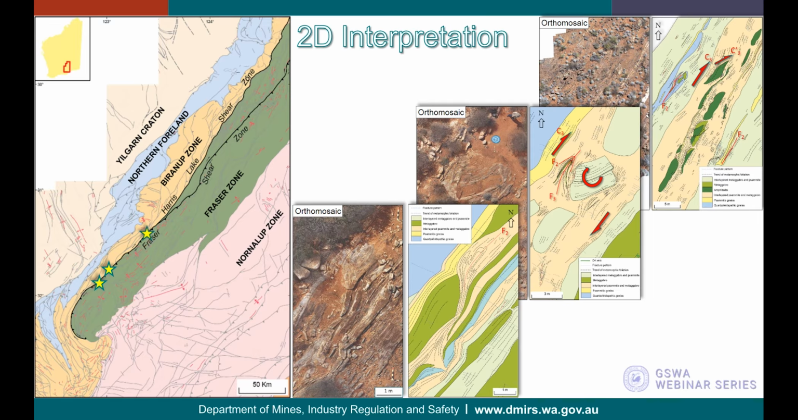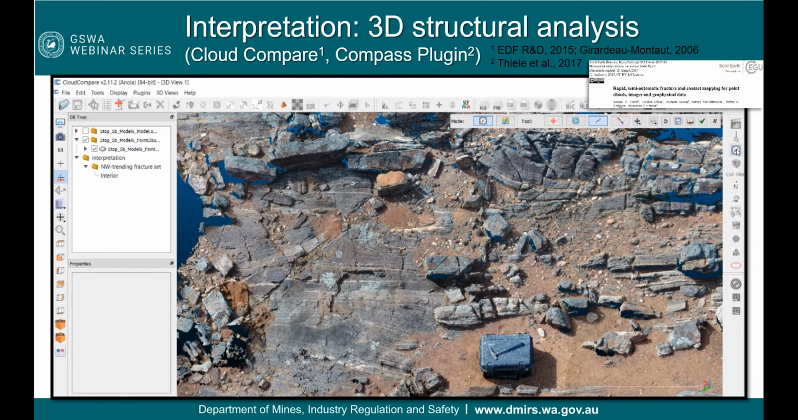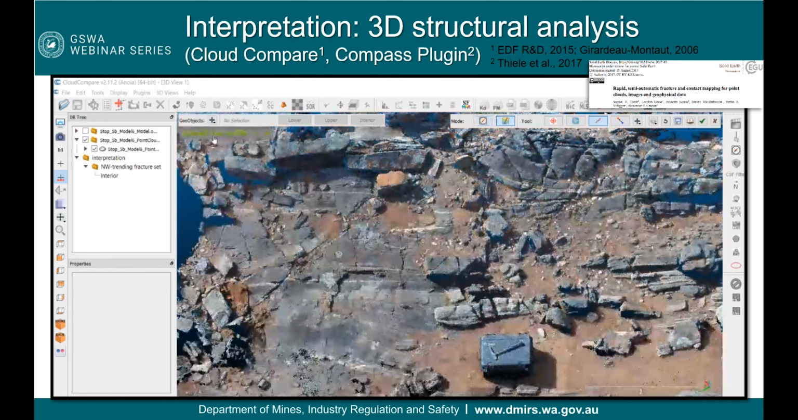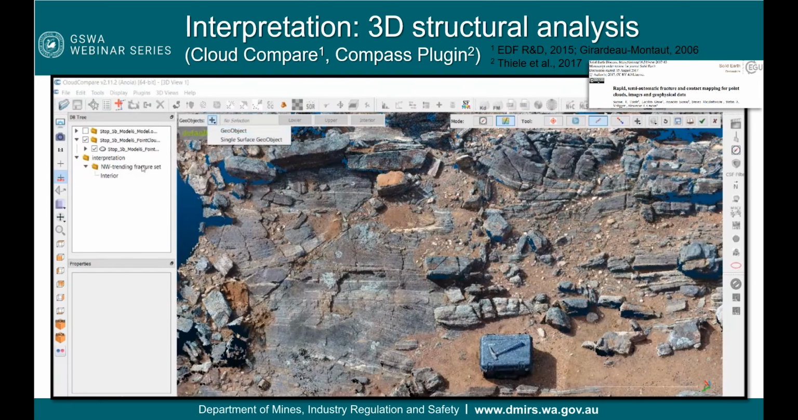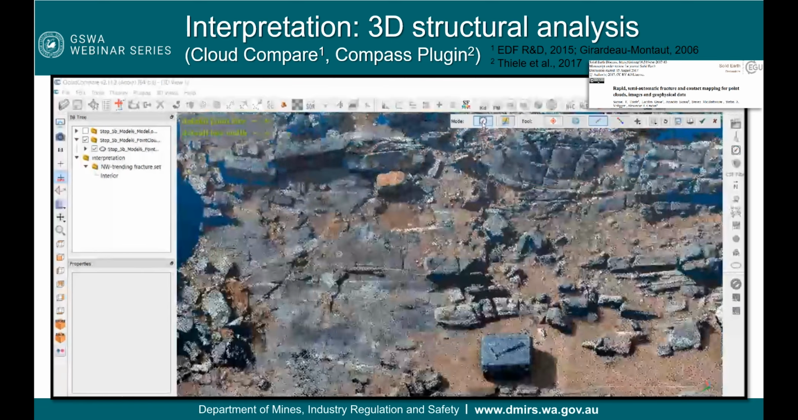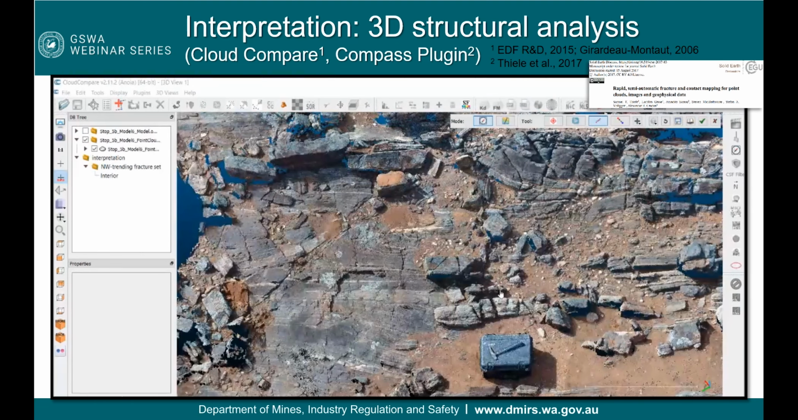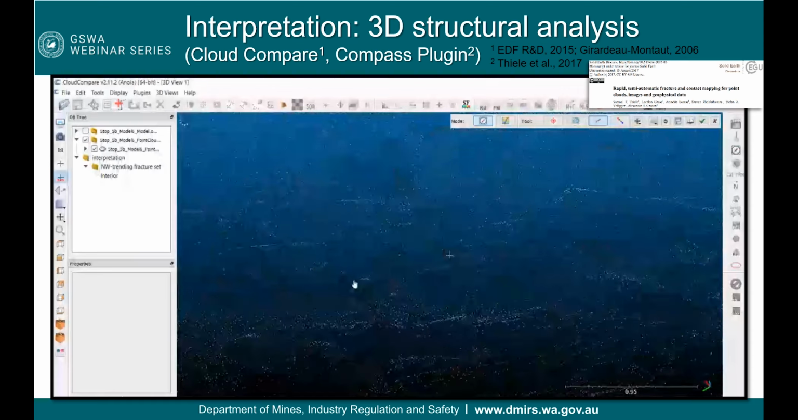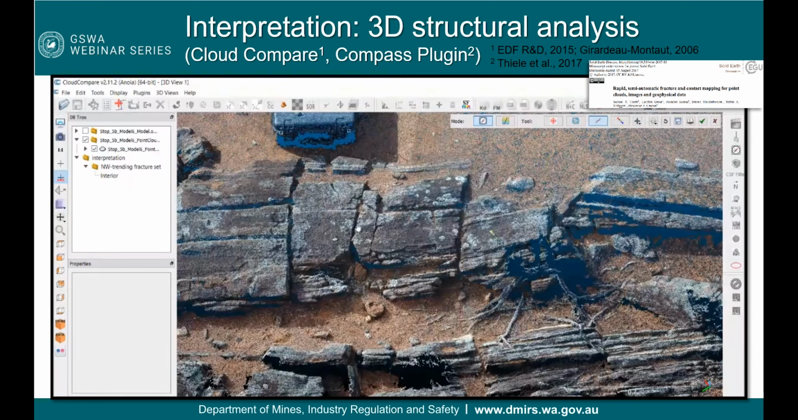In 3D space, I use CloudCompare and the Compass plugin for semi-automatic mapping of structures. Once you have loaded your 3D colored point cloud into CloudCompare, you can create geo-objects that you will want to measure. Here I have created a northwest trending fracture set for this example. You can activate the compass mode to start measuring. Here are some of the northwest trending fracture planes that I want to measure.